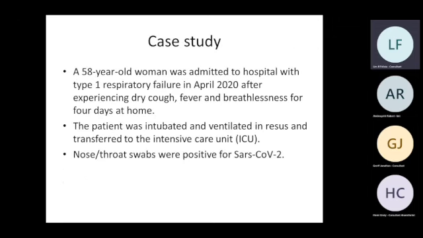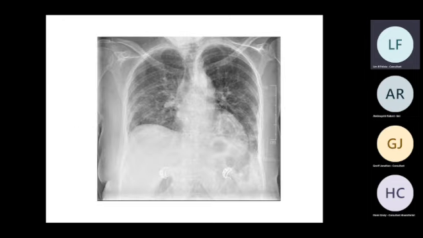I'll illustrate this with a case study, a patient that we managed on the ICU around 2020, at the beginning of the COVID pandemic. This was a 58-year-old woman who came in with type 1 respiratory failure, having had a cough at home, and was intubated and ventilated very quickly in resus, and then came to the ICU at the LRI, and she was positive for SARS-CoV-2. This was her chest X-ray at the time of admission, and it's very typical for our COVID patients at the time.